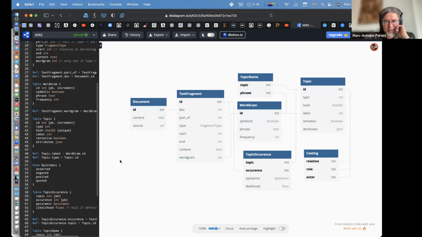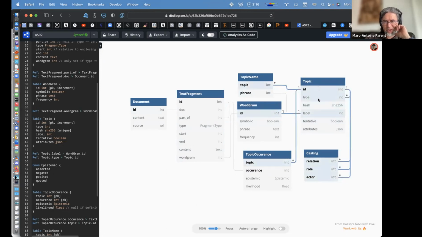I have documents, there's text fragments in document. This is slightly recursive because paragraph, sentence, phrase will be fragment types. I'm calling it occurrence here instead of phrase for reasons to come. Start and content. And here's the wordgram, which is the phrase really. And there is my usual many-to-many relation between a phrase and a topic. And there's a label, which is the preferred, and maybe I'll have the preferred negative and preferred positive. I'm still thinking about that.